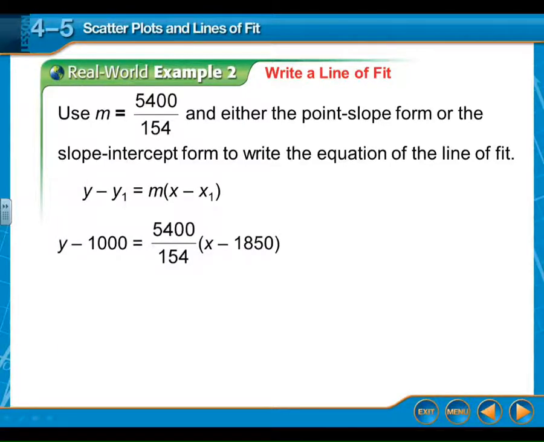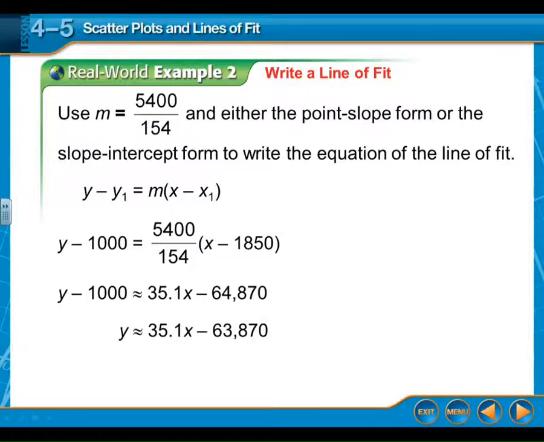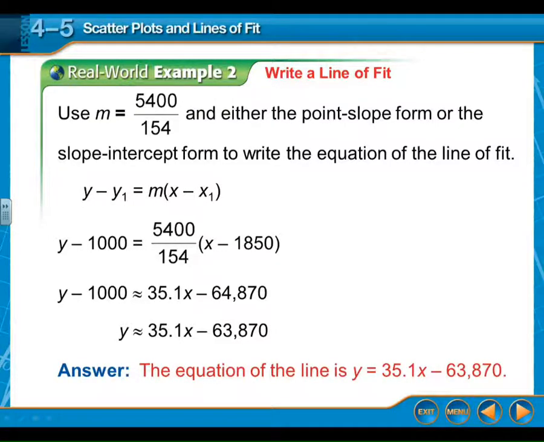I use point-slope. That will help me solve for b. Put 1,000 in the place, and we're using the point when x is 1,850, y is 1,000. And you get approximately 35.1 times x minus 63,870. So that would be the equation of the line.